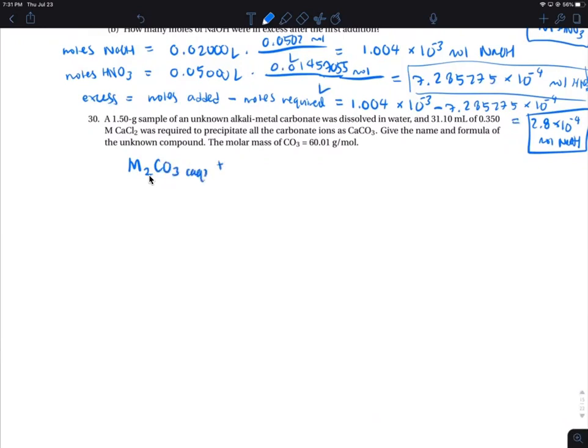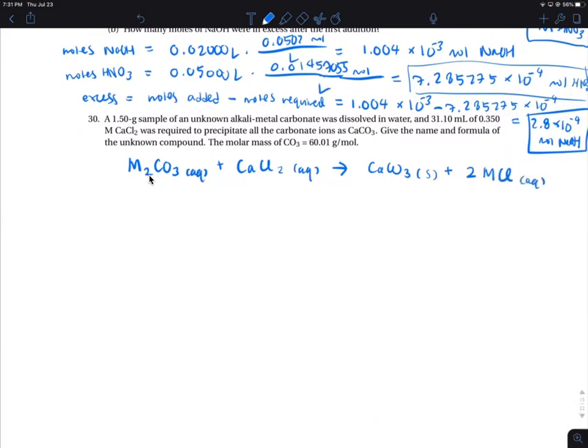This is the unknown metal carbonate plus CaCl2. And what do we form? We form CaCO3, which is insoluble, and then we also have MCl.